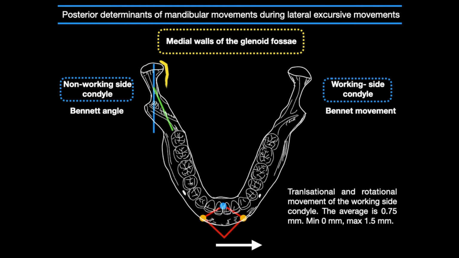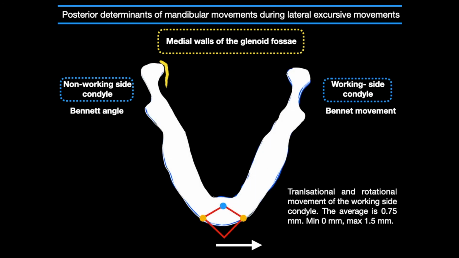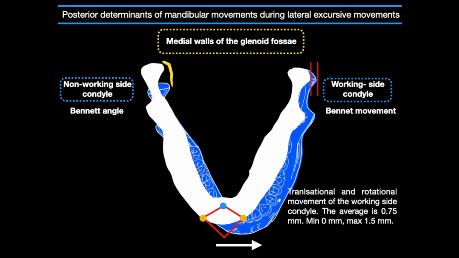The working side condyle, during excursive movements, rotates and moves distally. To make this movement more obvious, in the image you can see the position of the mandible in centric relation in white, and the position of the mandible during excursive movement in blue. The space between the two red lines represents the movement of the working side condyle during excursive movements and is called Bennett movement. Its average is 0.75 mm with a maximum of 1.5 mm and a minimum of 0 mm, which means that in some patients there is actually no detectable Bennett movement.